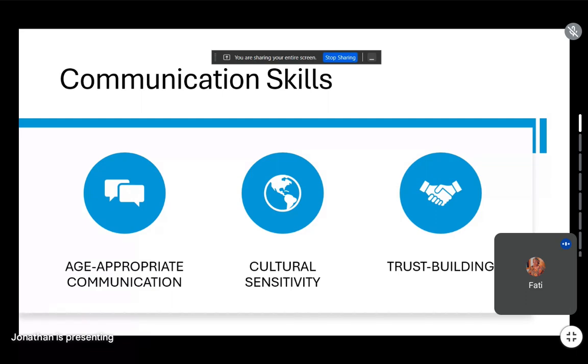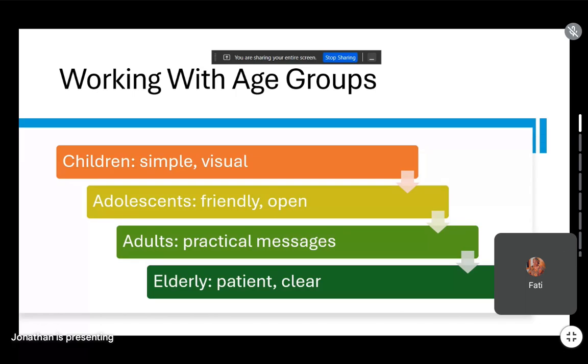Communicating with different age groups, you should understand what to say, how to say it when you are dealing with different age groups. If it's a child, you have to use what? Simple message and what? Visuals. It should be what? Simple message and what? Visuals. When you are dealing with adolescents, you leave it open so that the person can flow to say whatever the person wants to say. You should be friendly and non-judgmental.